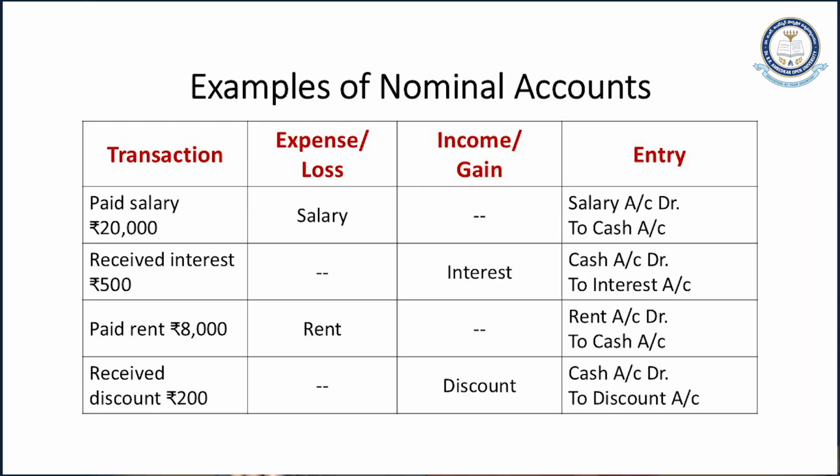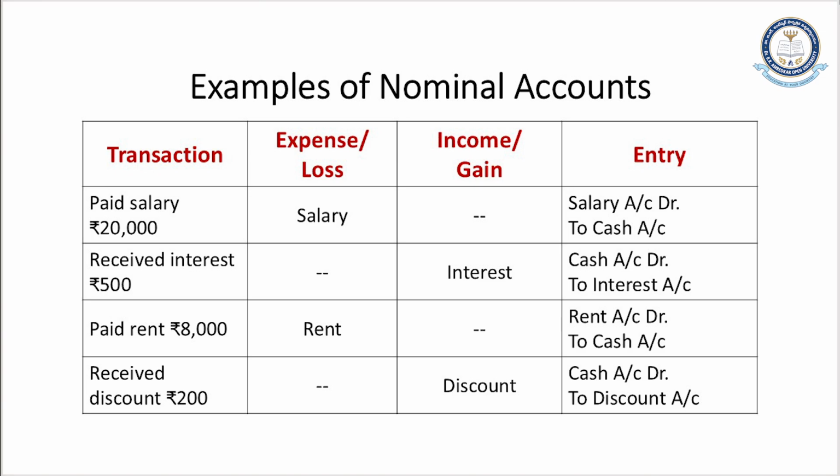Now let's understand nominal account with a set of examples. First one, paid salary of 20,000. So we have paid salary to our employees worth rupees 20,000. Is it an income or an expense? It is an expense because the money is going out of the business. So expenses are debited. That is what we have studied. So salary account will be debited.